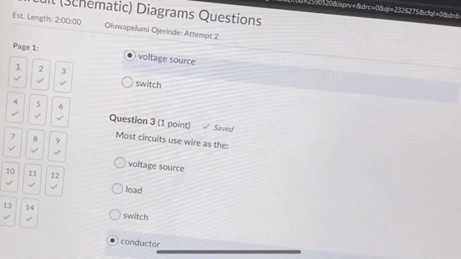Number three, most circuits use wire as the conductor. Again, because a wire is what's going to allow for the current to run through it, and it needs to be a good conductor, I guess. Maybe, yeah, that's the answer though.